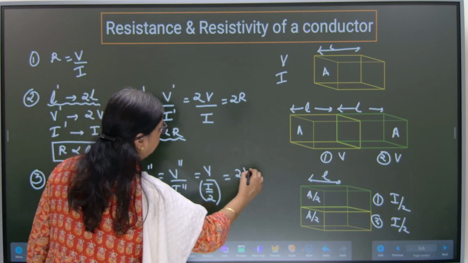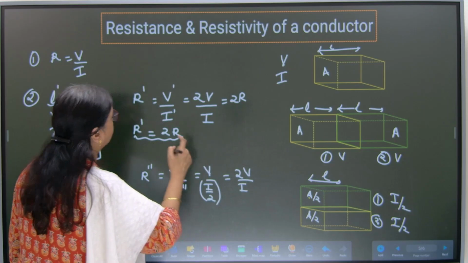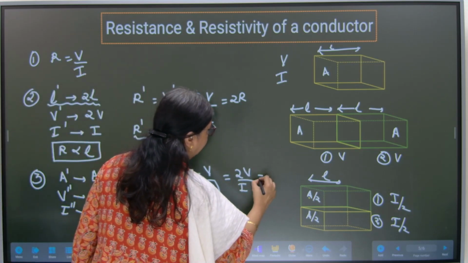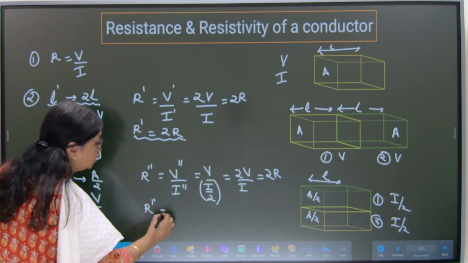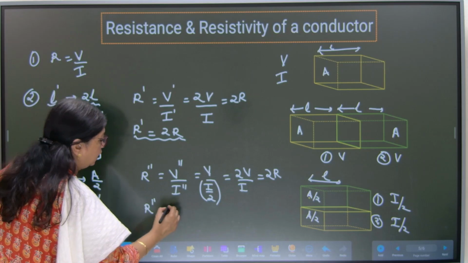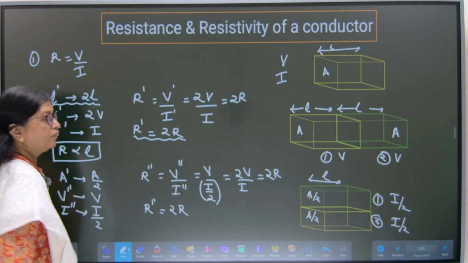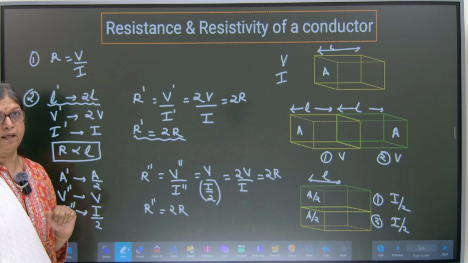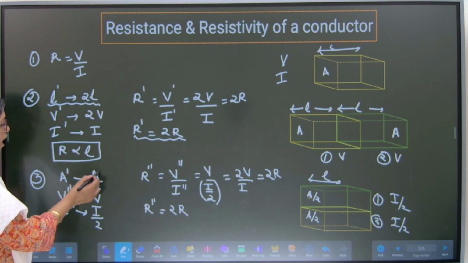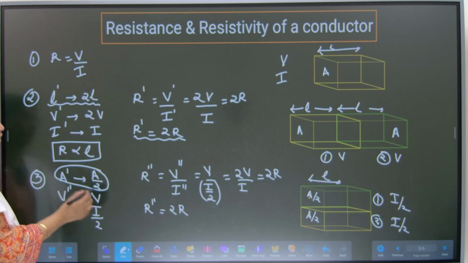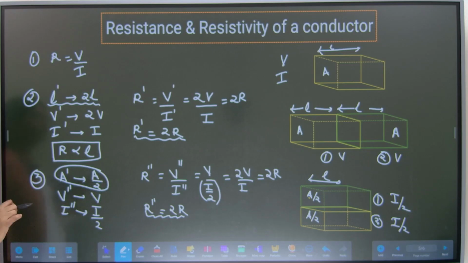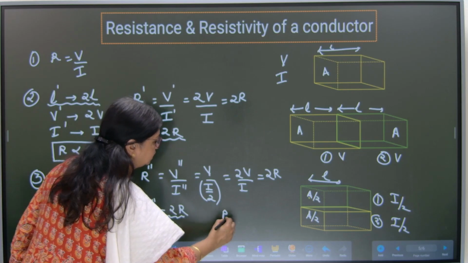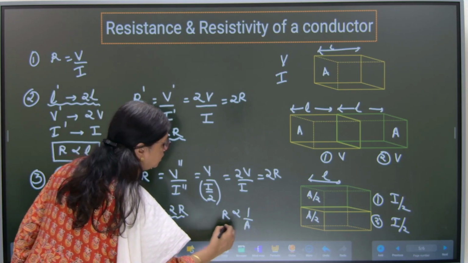We get 2V upon I. But V upon I is R. So what do we get? 2R. So what is our result now? R double dash, that is the new resistance for this arrangement, is double the original resistance. Fine. So when the area is half, resistance is doubled. So what is the conclusion here? The conclusion here is the resistance is inversely proportional to area.